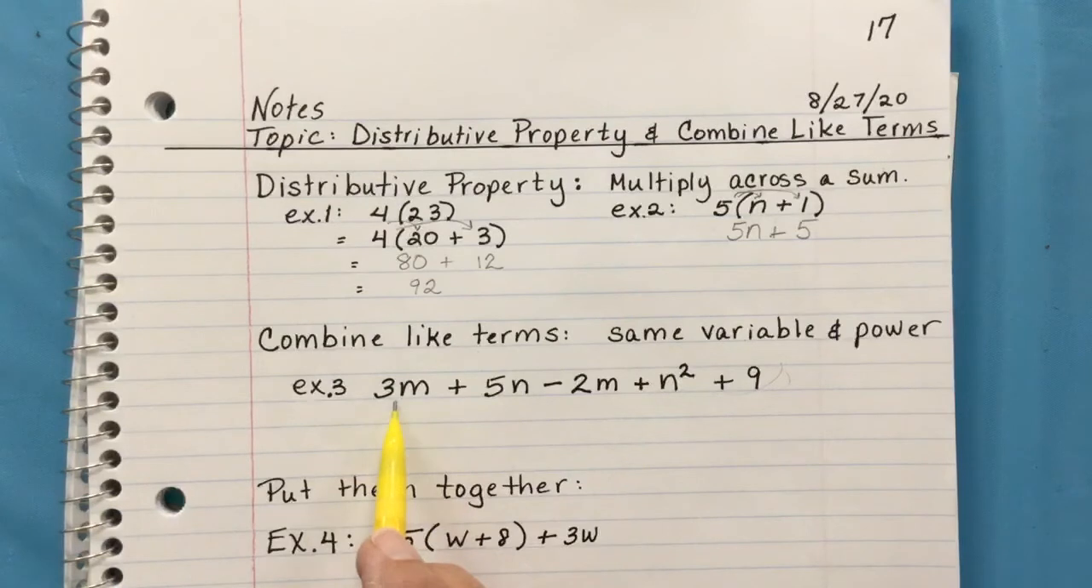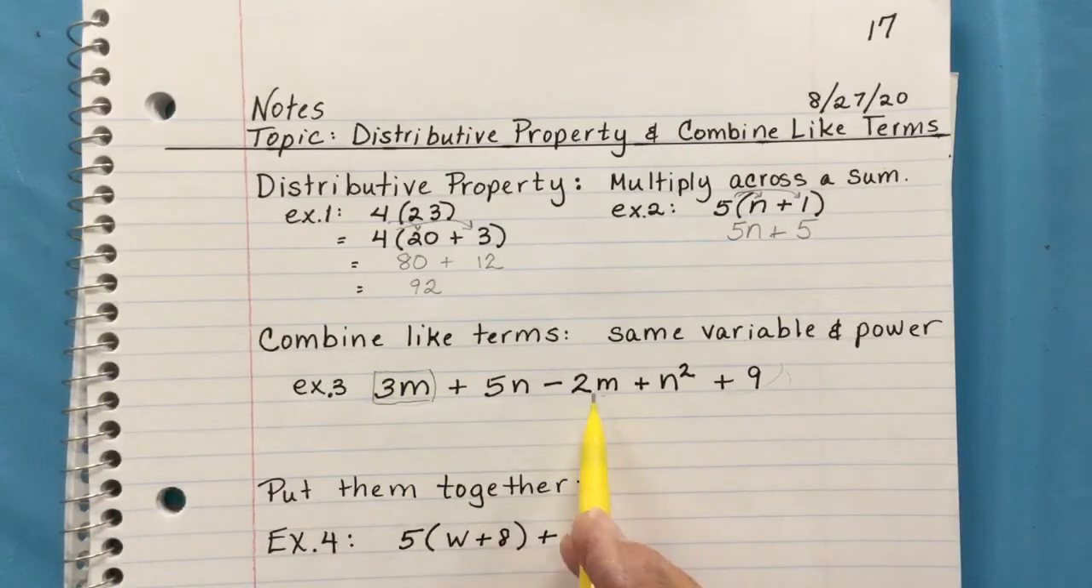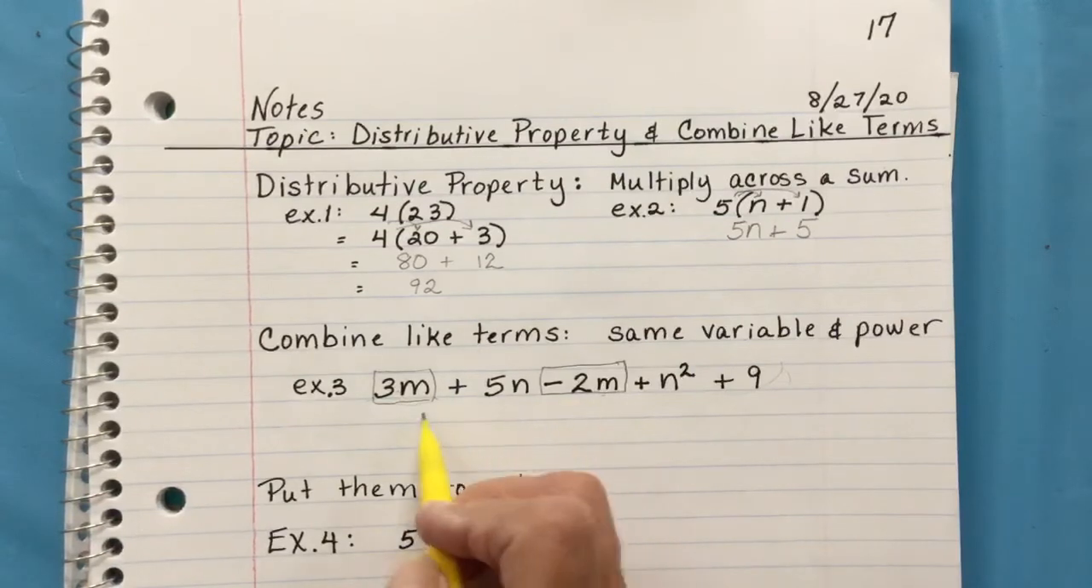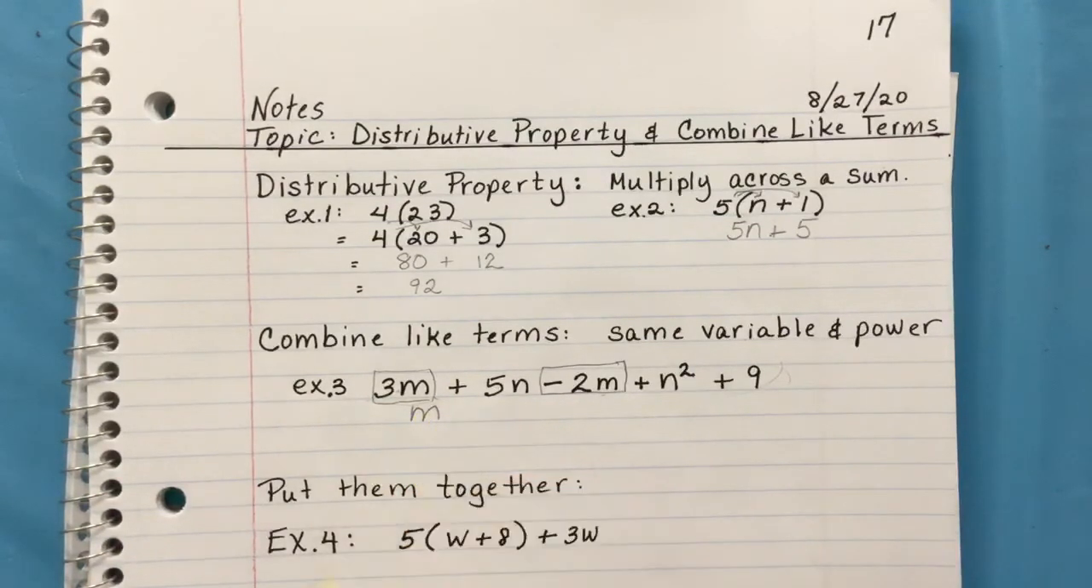Example 3, we have 3m. So what I'm looking for is another m and to the first power. So this number right here and this one here are the same. They're both m to the first power. I can combine 3 minus 2 to get 1m.